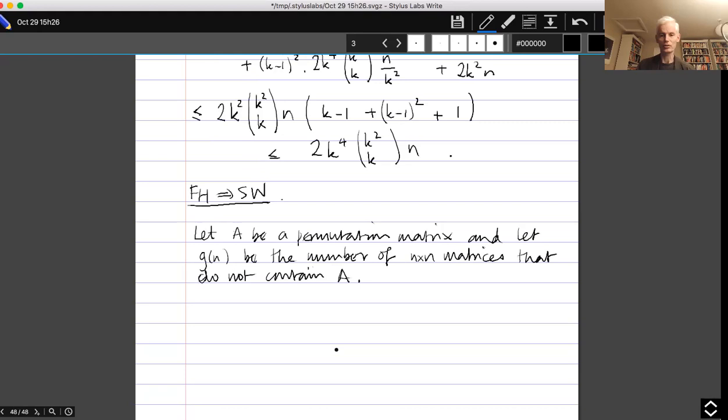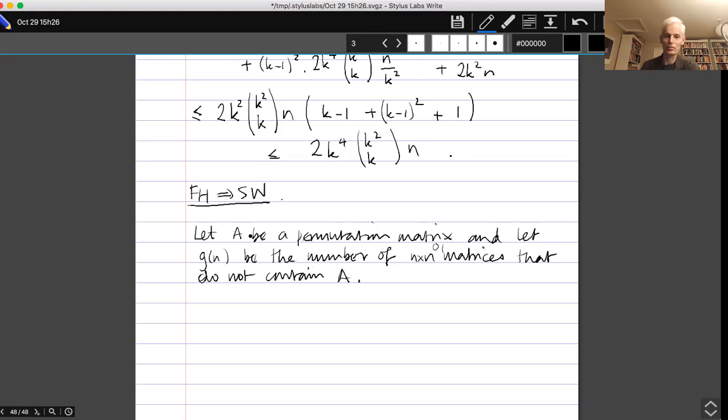I realize there's something I haven't actually said, which is that I'm counting the number of n by n 0,1 matrices, of course. But if I've got a permutation matrix that contains another permutation matrix, that is equivalent to saying that this permutation contains this permutation. That's pretty straightforward from the definition, so I'm not going to detain myself by proving it. So if I get a bound for the number of n by n 0,1 matrices that fail to contain A, that is going to give me the same bound for the number of permutations that do not contain the given permutation that corresponds to A.